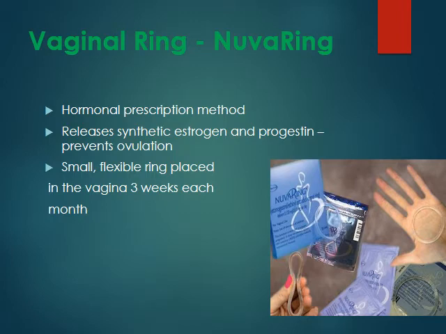Vaginal ring, it's a NuvaRing is what it's called. It's a hormonal method where the hormone is absorbed directly into the vaginal tissue. It releases synthetic estrogens and progesterones and prevents ovulation as well. And it's placed in the vagina 3 weeks each month. So it's put in 3 weeks, taken out, get a period, and then put another one in.